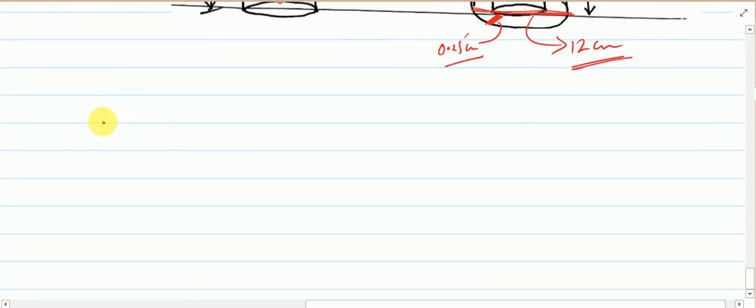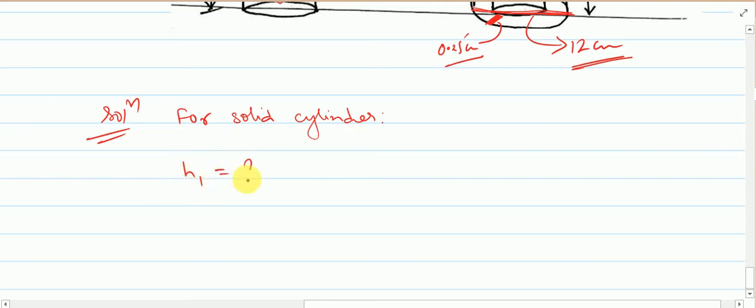Here I will write the solution. Whatever we have, we'll write it down. So for the solid cylinder, let me denote height by h1, we don't know. Diameter, let me denote by d1, that we know it's 2 centimeter. Therefore radius, let me denote by r1, it will be 1 centimeter.